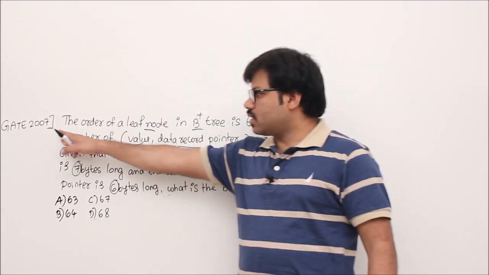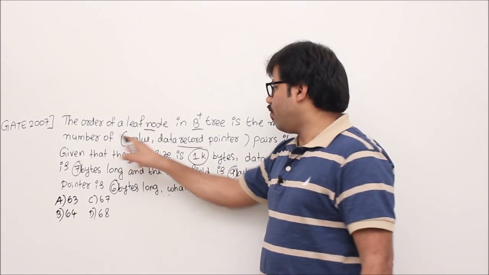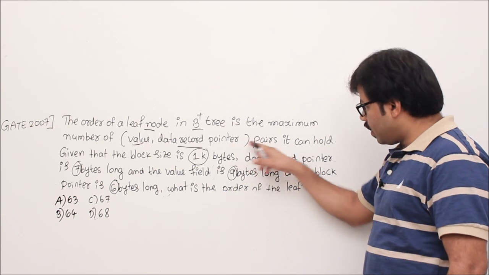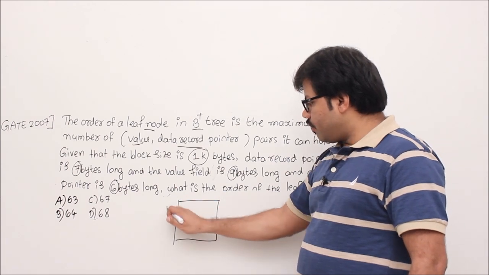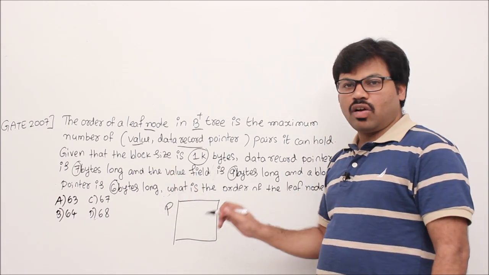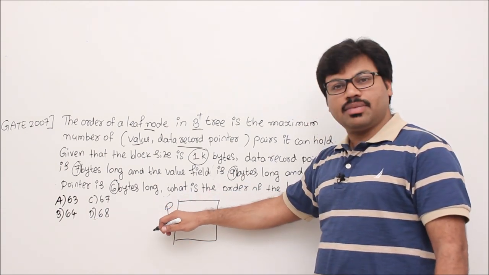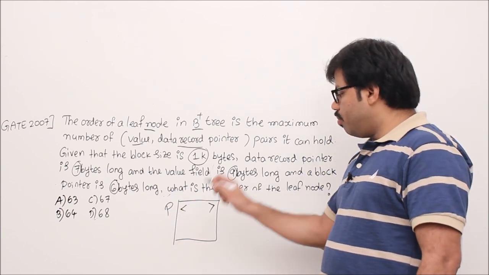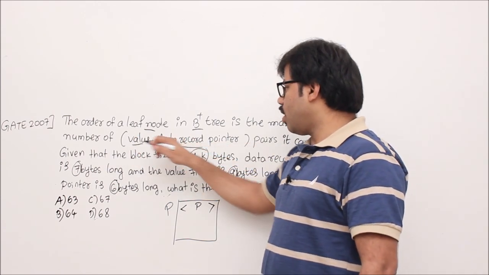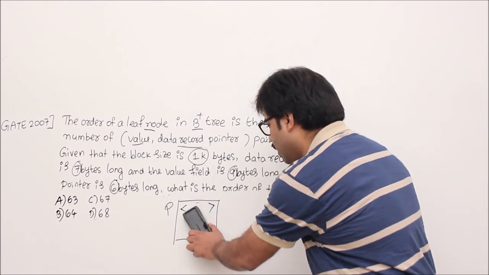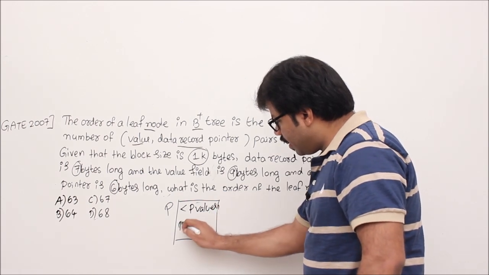Right? Let's see this problem which was asked in the GATE 2007 paper. The order of a leaf node in a B plus tree is the maximum number of value comma data record pointer pairs it can hold. So that means you have a B plus tree leaf node, and its order is defined like this. How many value comma data record pointers you can hold, that is the order. If your leaf node's order is P, then the maximum number of pairs we can hold is P. So each pair has a value comma data record pointer. That means I can say that here you have P values comma P data record pointers.